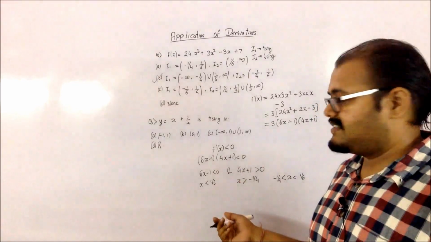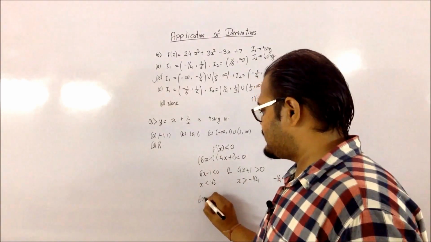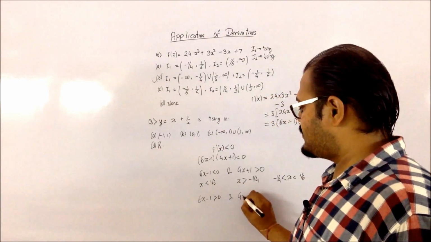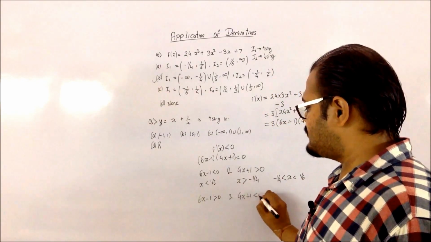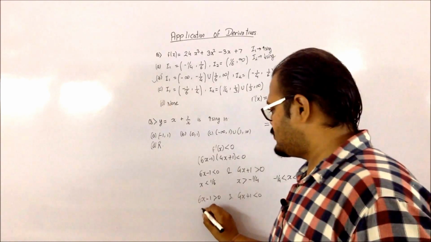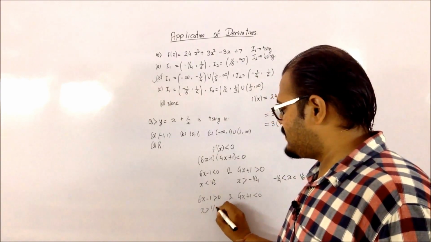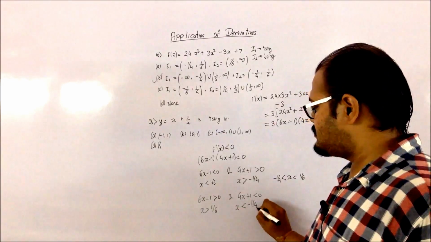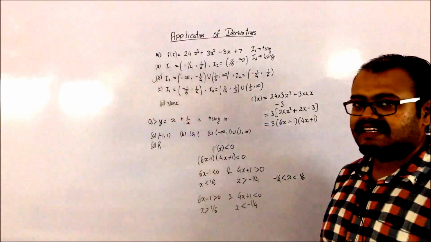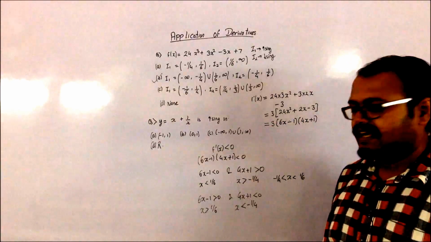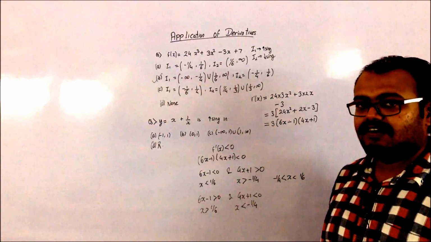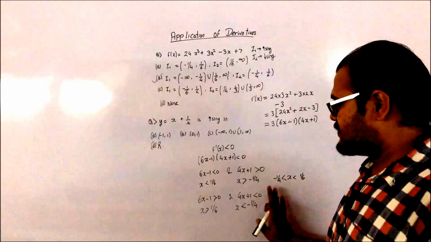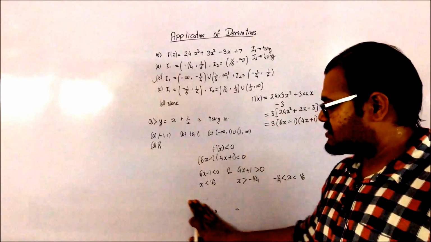The other condition is 6x minus 1 positive and 4x plus 1 negative. But this will give you x greater than 1 by 6 and x less than minus 1 by 4. If you draw this on the number line, you will not get any common region. So you have to reject this condition.